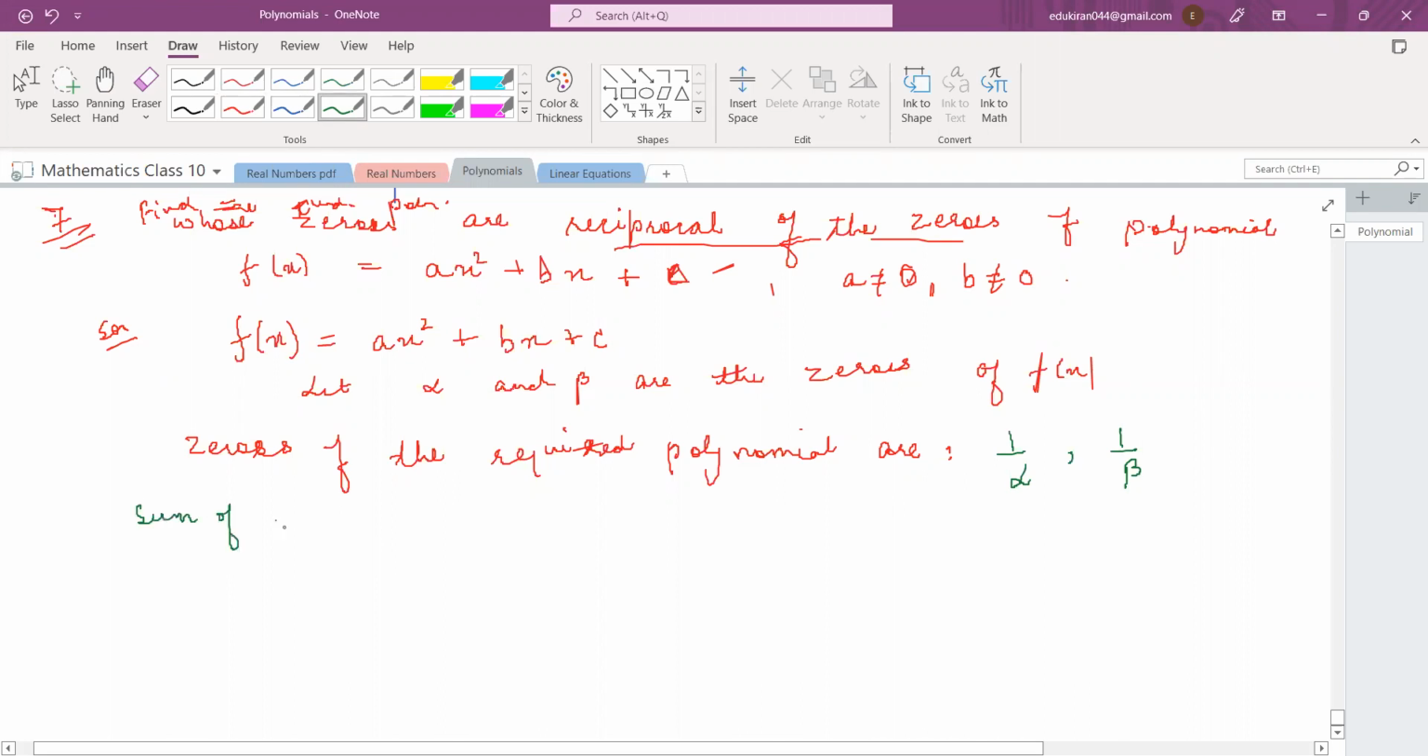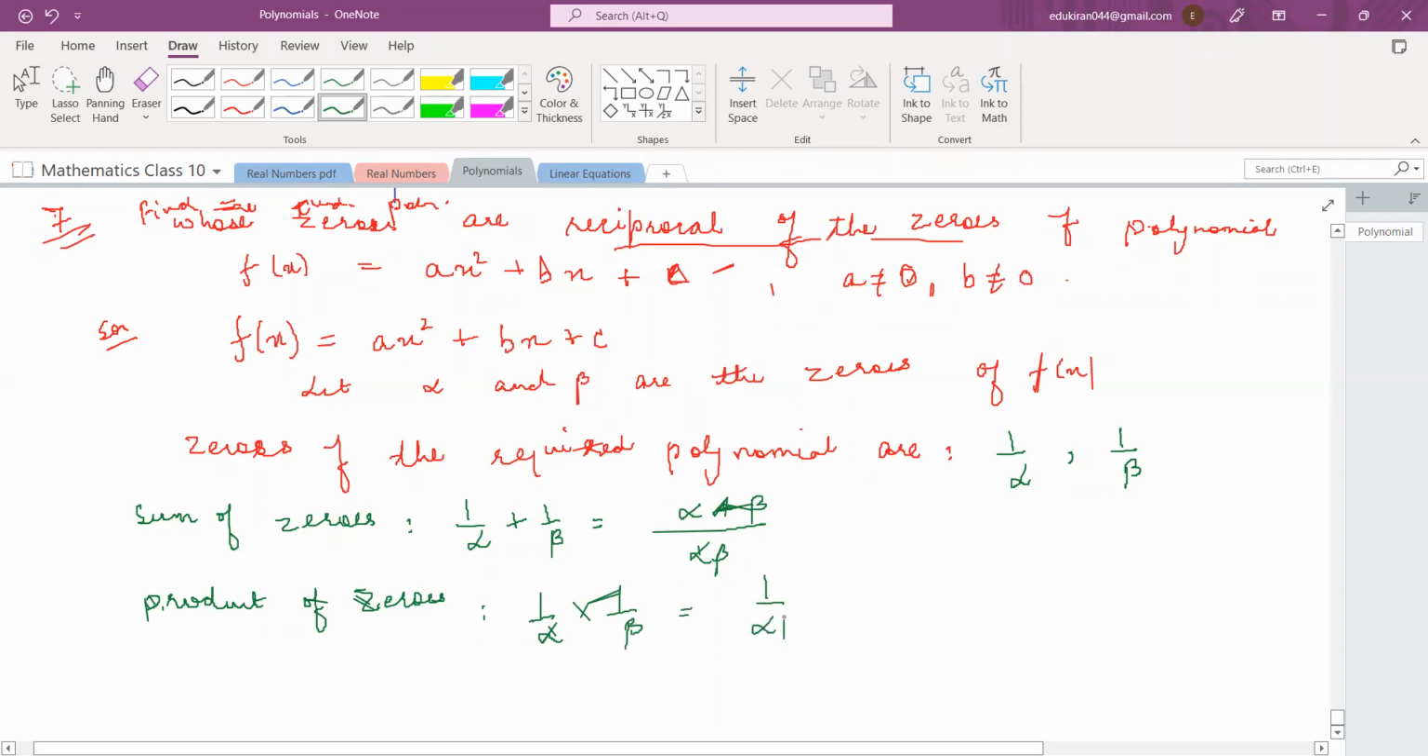Okay, so for the required polynomial, first of all, obtain the sum of zeros and product of zeros. Right, so the sum of zeros will be 1 by alpha plus 1 by beta, which you will be taking LCM. Whenever you have to add fractions, take LCM. So this will be alpha plus beta upon alpha beta. So this is the sum of the zeros of the required polynomial. Clear? And similarly, the product of the zeros will be 1 by alpha multiplied by 1 by beta. So this will be 1 upon alpha beta, right?